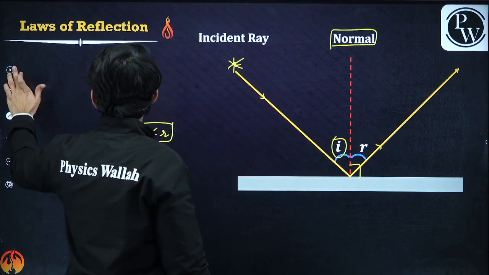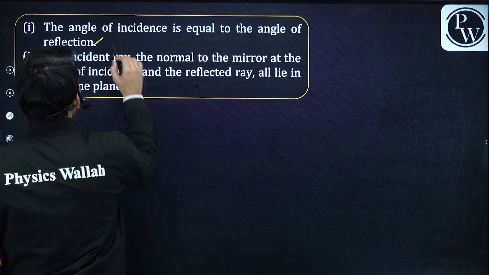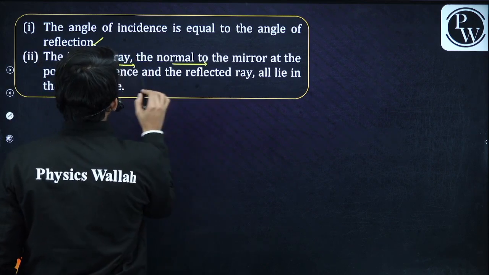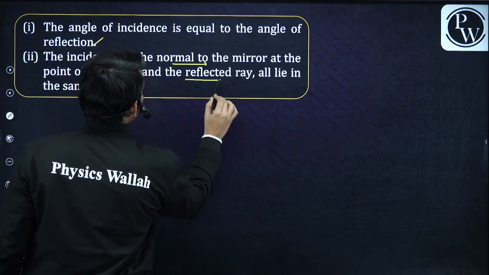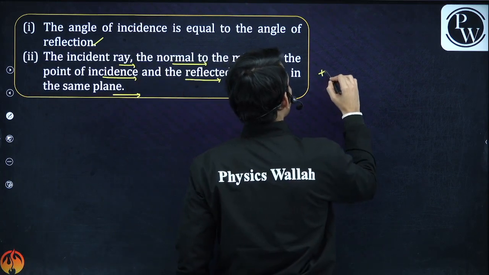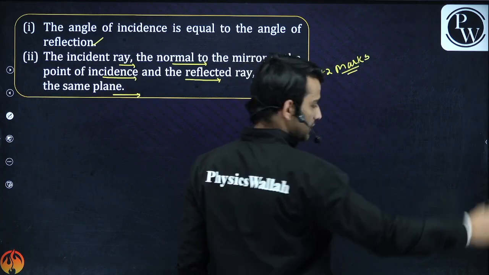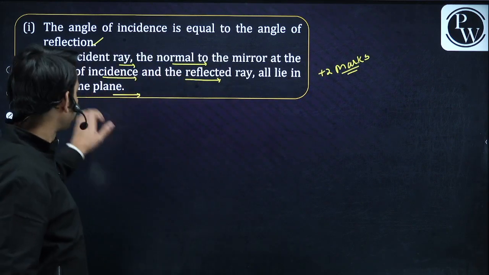So, right? This is the statement of this law. The angle of incidence is equal to the angle of reflection, and the incident ray, the normal to the mirror at the point of incidence, and the reflected ray all lie in the same plane. Law of reflection carries 2 marks in your board exam, state the laws of reflection. You should know both.